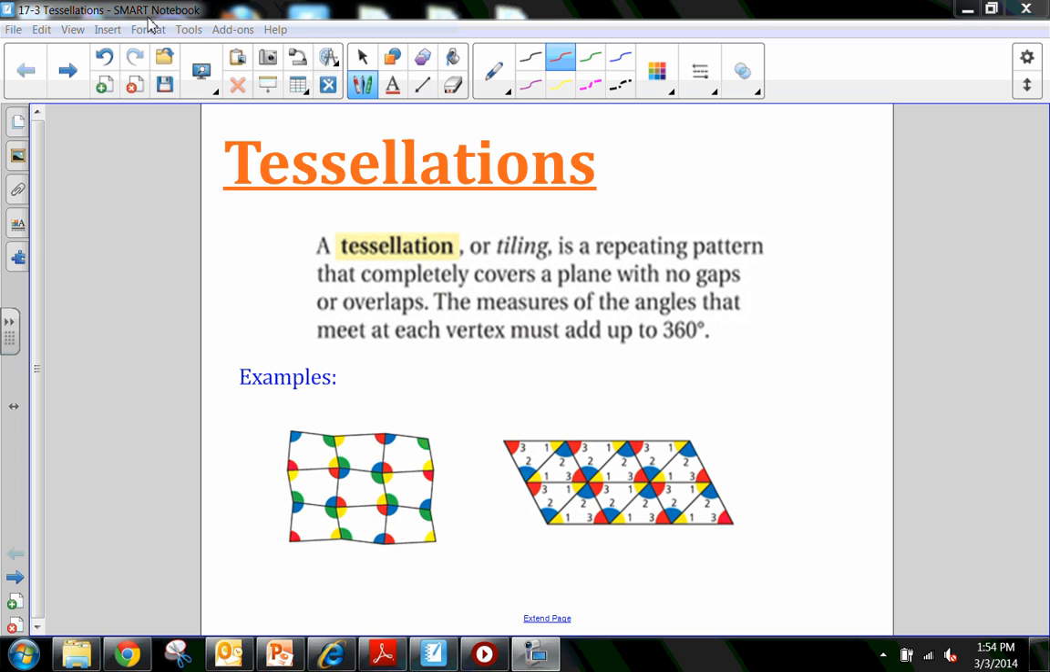So first of all, tessellation. Okay, it's just a repeating pattern that completely covers a plane with no gaps or overlaps. The measures of the angles that meet at each vertex must add up to 360.